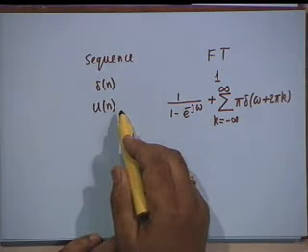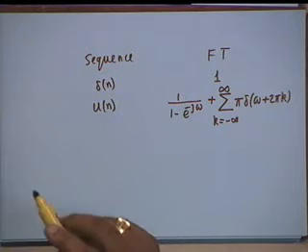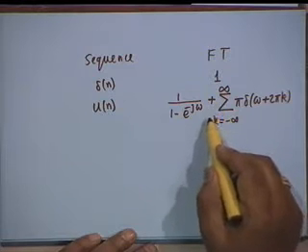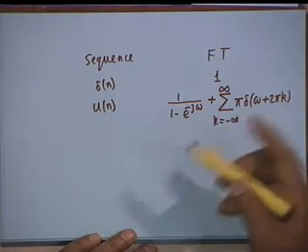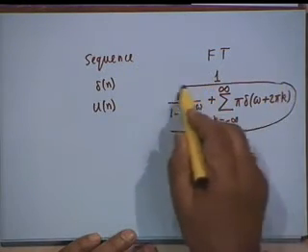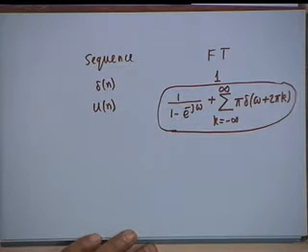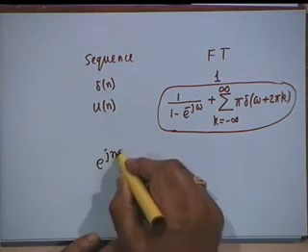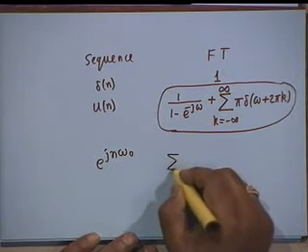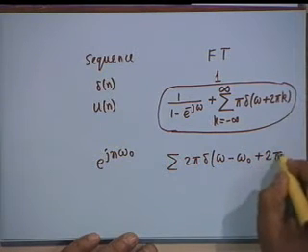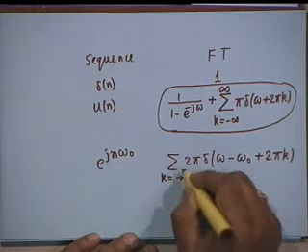average value of u of n. Average value is half, isn't that right? The average value of u of n is half, and the average value is a constant whose Fourier transform is this, and that is why this half comes. That is why, from this 2 pi, 2 and 2 cancel. Now it is left to you to prove that the inverse Fourier transform of this quantity is equal to u of n. In a similar manner, we have already shown e to the j n omega 0 is summation 2 pi delta omega minus omega 0 plus 2 pi k, k going from minus infinity to plus infinity.